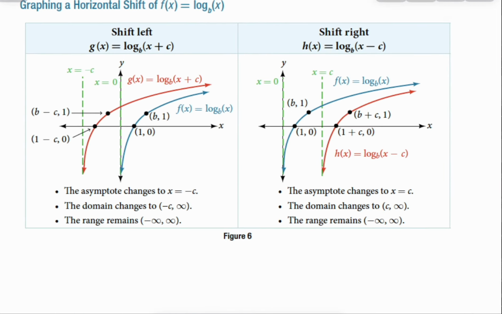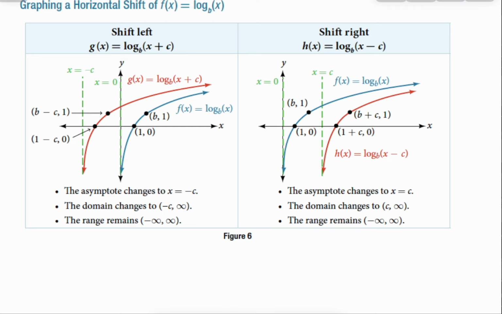Just like any function, if you add on the inside, it's going to scooch it to the left, and it will scooch that vertical asymptote. If you subtract on the inside, it's going to scooch it to the right, and it will also move that vertical asymptote to the right.